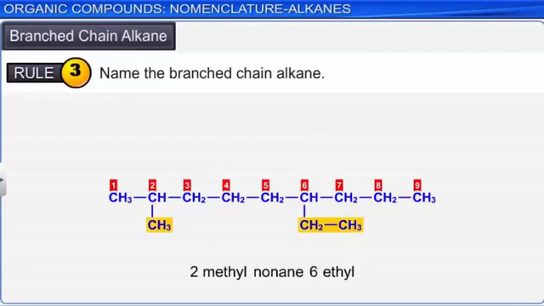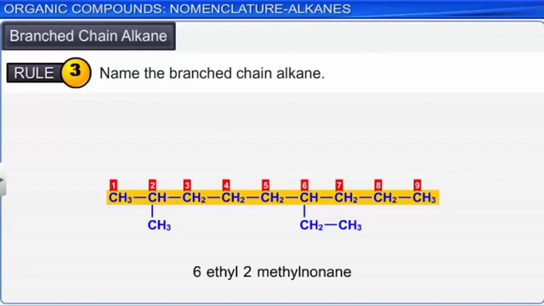If more than one alkyl substituent is present, then the names of the alkyl groups are listed in alphabetical order. For example, in this compound, the alkyl groups methyl and ethyl are prefixed to the alkane nonane in alphabetical order, and the positions of the substituents are 2 and 6. Hence, the name of the compound is 6-ethyl-2-methylnonane. The numbers are separated from the alkyl group name by using a hyphen.